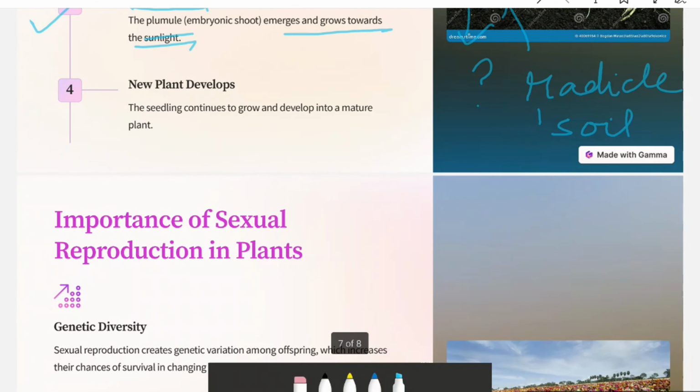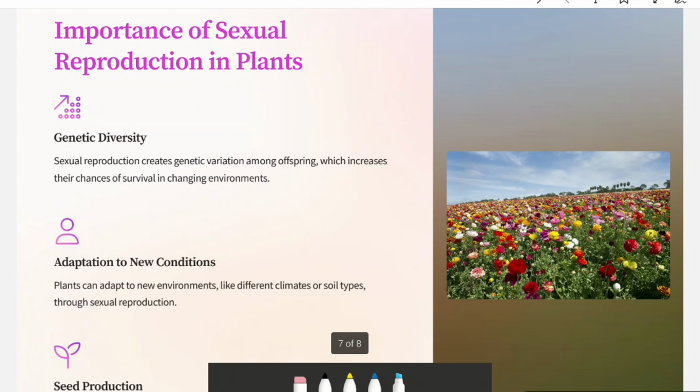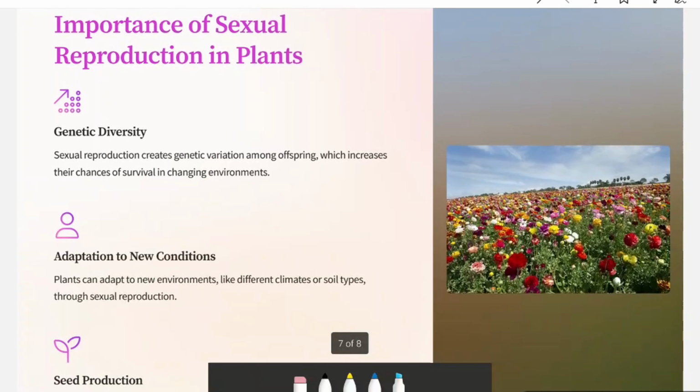Next, what is the importance of sexual reproduction in plants? Nowadays some analytical types of questions are also asked. In your textbooks there will be content on how it takes place, what the methods are, and what processes it goes through, but there will be certain analytical questions asked in your exams. So what is the importance of sexual reproduction?